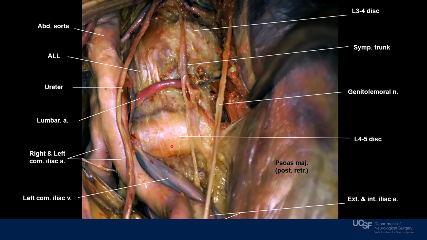We see the intervertebral space with the L4, L5 disc. We see the left common iliac vein, as well as external and internal iliac vessels. We see a retraction here over the psoas major in order to expose a little bit more of the anterior lateral portion of the vertebral bodies.